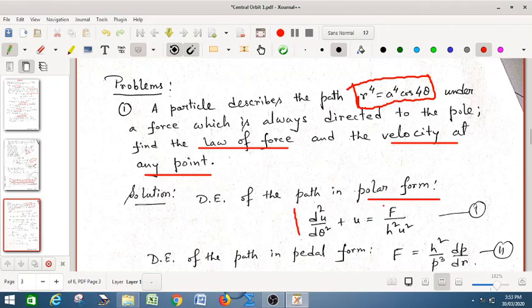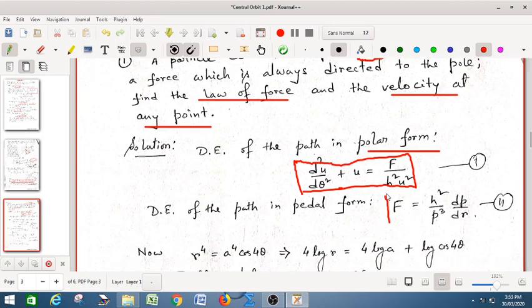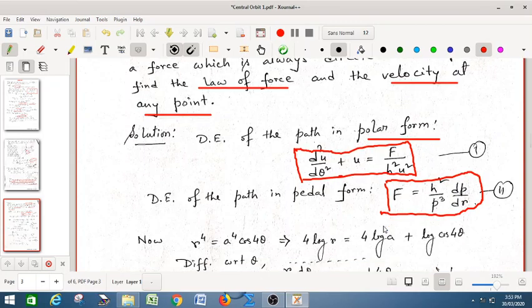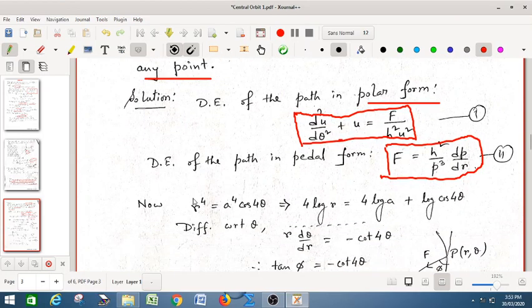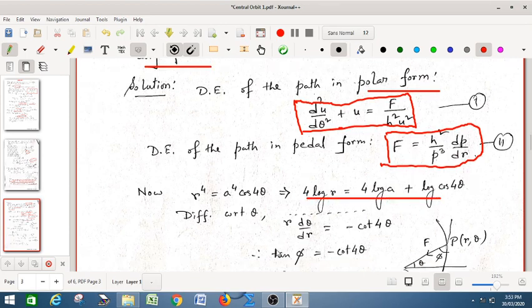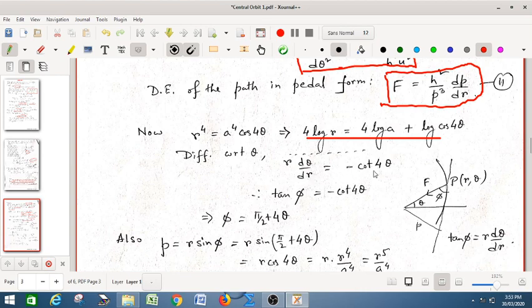So this is the polar form, and this is the pedal form. This is the pedal form, already we proved in the previous class. So it's very simple. You have a relation like this. You take a log on both sides and differentiate with respect to theta. You have r d theta by dr is equal to minus cot 4 theta. You can easily verify that.